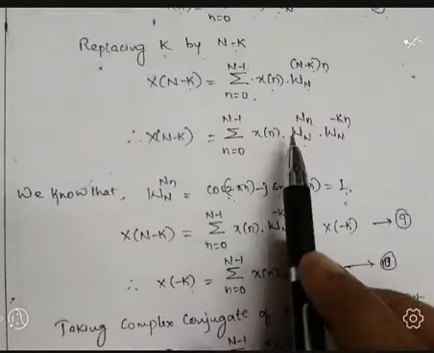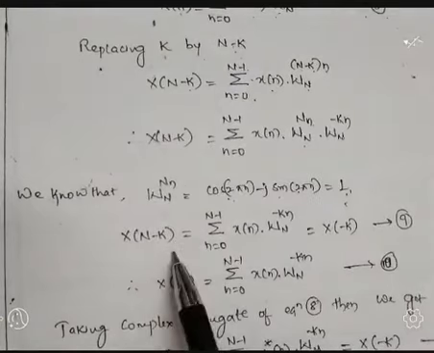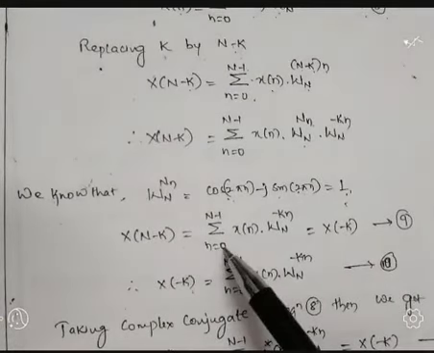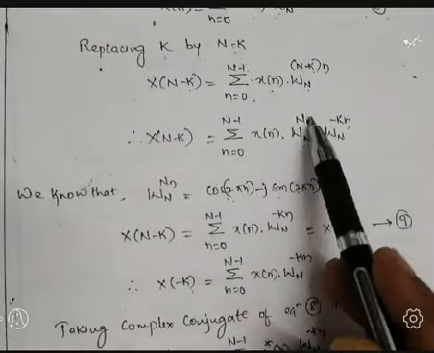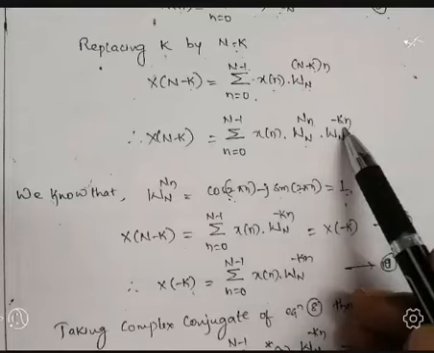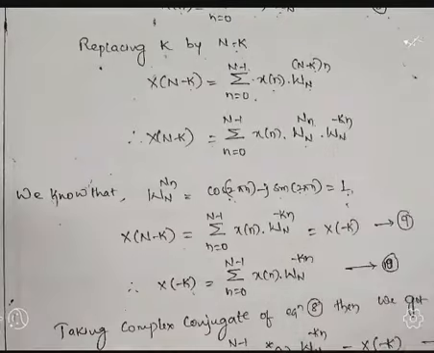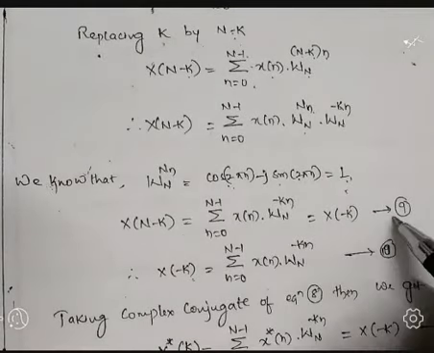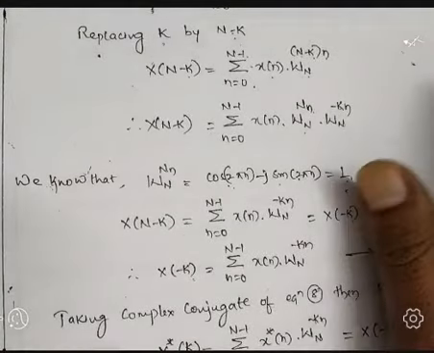Hence this expression becomes X of n minus k equal to summation over the limits n equal to 0 to N minus 1 x of n. This is replaced by 1. Then W_N to the power minus kn. Okay. Now compare. I will write equation 9. Now compare equation 8 and 9.